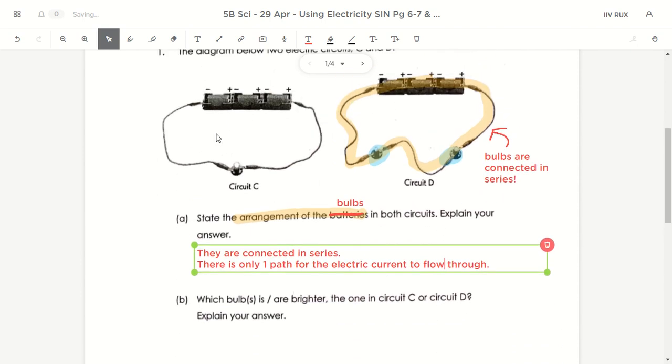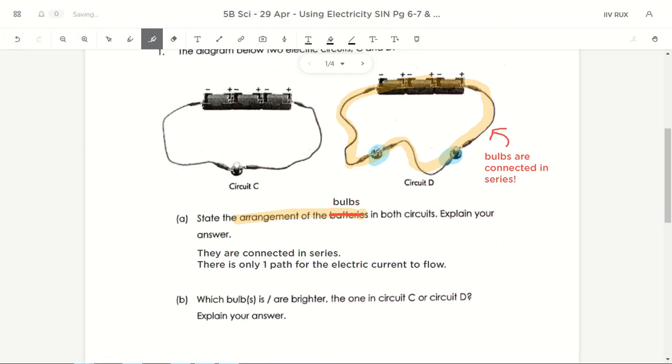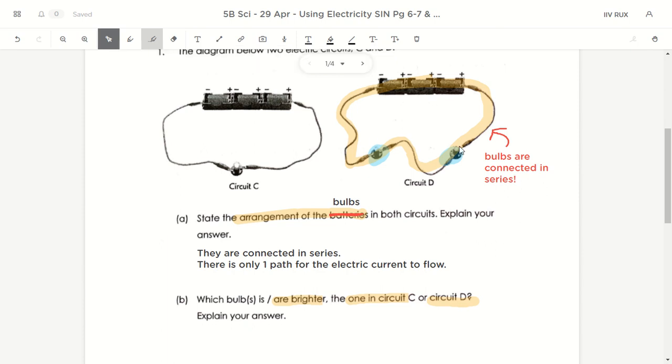For part B, they're asking which bulb is brighter. Is it the one in C or the one in D? You realize that circuit C has only one bulb, so all the electric current from the three batteries flows through that bulb. While for circuit D, there are also three batteries, but the electric current flows through two bulbs. So in a sense, the electric current is shared between the two bulbs.